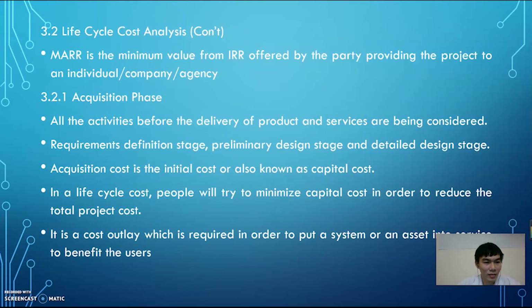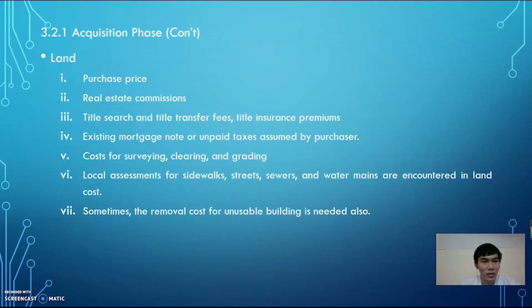And next, the acquisition cost is the initial cost, also known as capital cost. In a life cycle cost, people will try to minimize capital cost in order to reduce the overall project cost. It is a cost outlay which is required in order to put a system or an asset into service to benefit the user. There are three main assets in our company, which are land, building, and equipment.